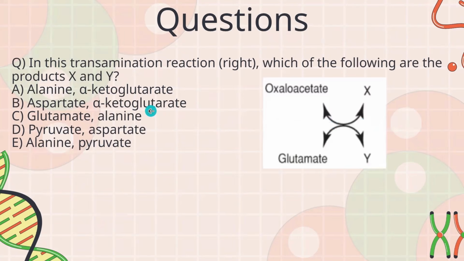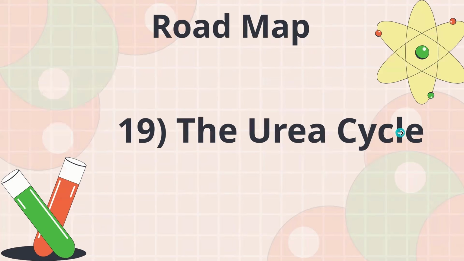Oh, and yeah, final question. In this transamination reaction on the right, which one of the following are the products of X and Y? And for those who said B, you are correct. Aspartate and alpha ketoglutarate. So now let's talk about the urea cycle.